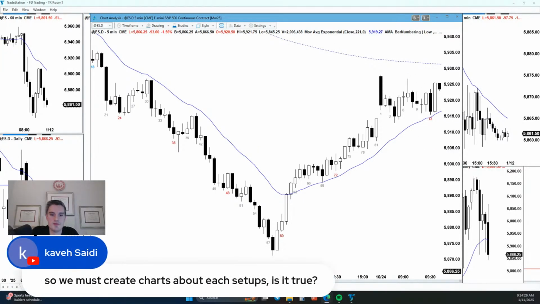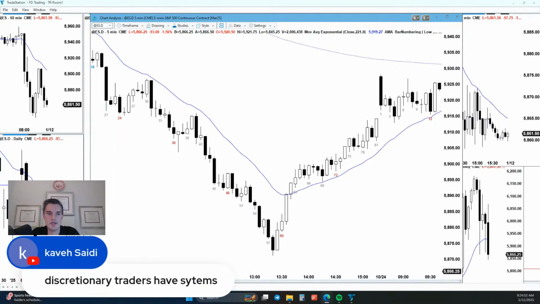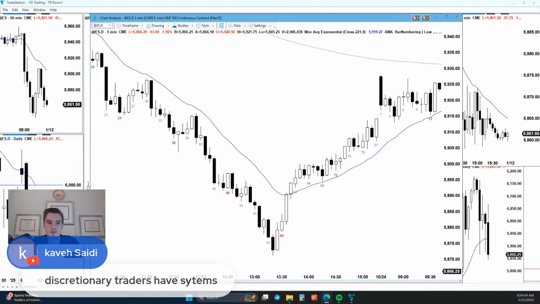So we must create charts about each setup. Is this true? Well, there's a lot more to it than that. The point is, you really have to understand the expectation behind the actual trade. That's really what you have to figure out. Yeah, discretionary traders have systems.